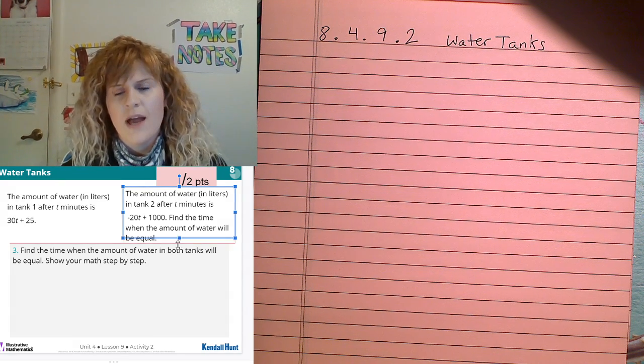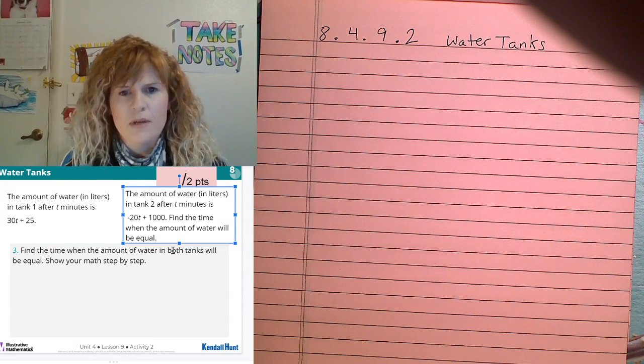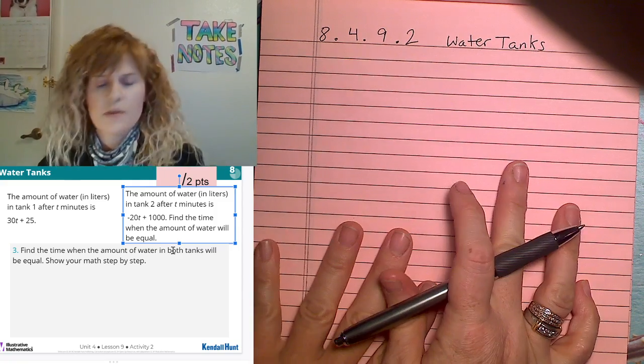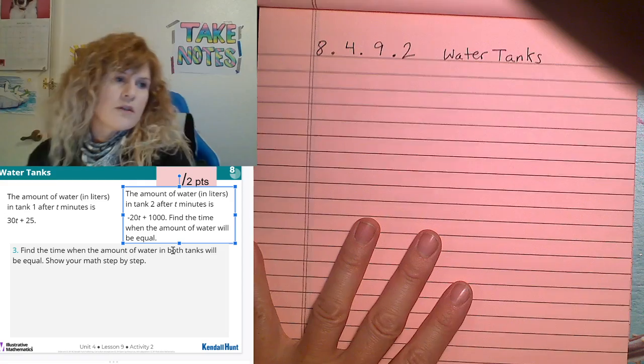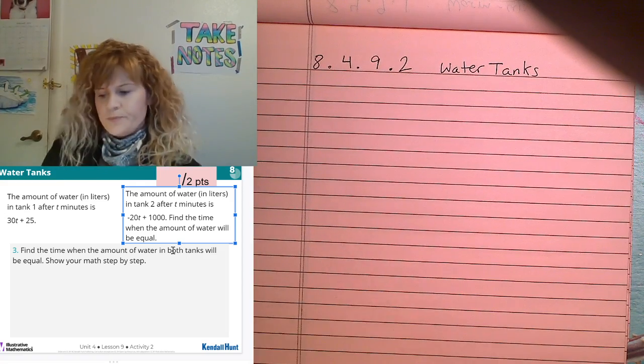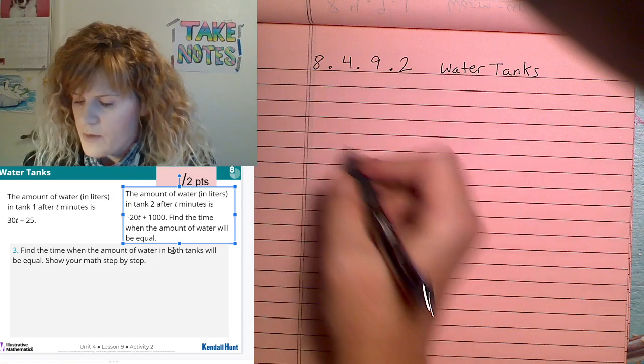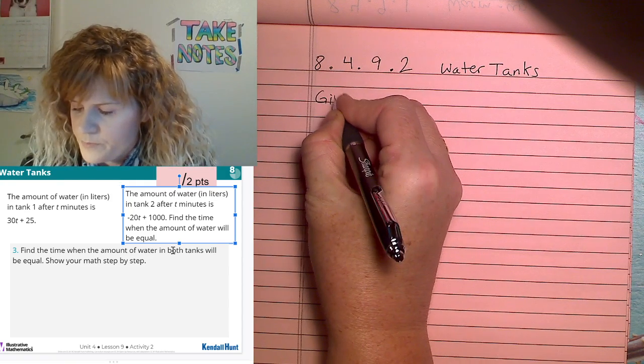How do we find the time when the amount of water will be equal? This is where we're going to need to start doing some math on paper. So you've got your notes ready, don't you? This is the problem water tanks. Let's go ahead and write down the given information.